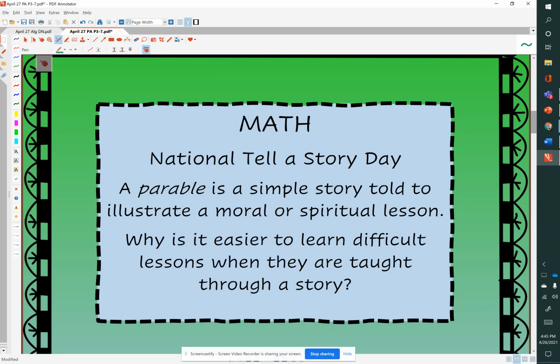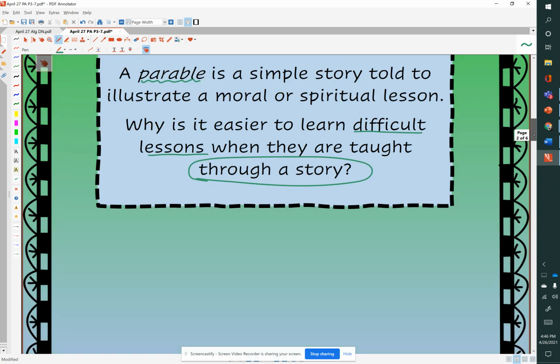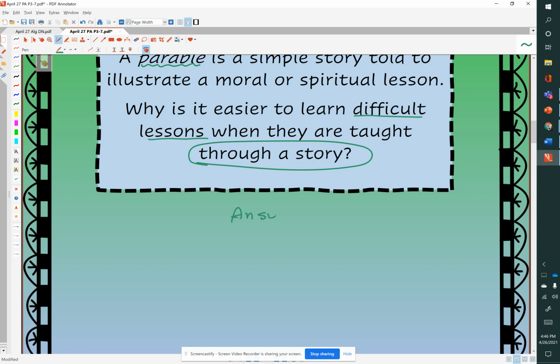For our Do Now, we have something fun. Today is National Tell a Story Day. So, a parable, I don't know if you've ever heard of that, is a simple story that's told to illustrate a moral or spiritual lesson. So, here's the question: why is it easier to learn those difficult lessons when they are taught through a story? If you have a hard lesson you want to teach, like being kind or being honest, why is it easier to teach that lesson through a story? So I want you to think about that, and you can answer here.